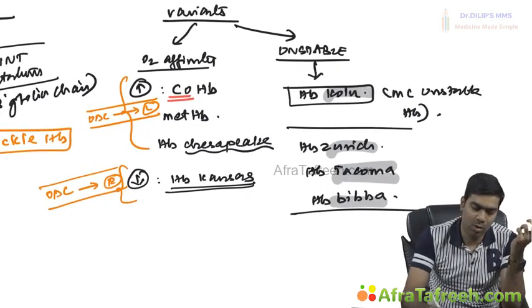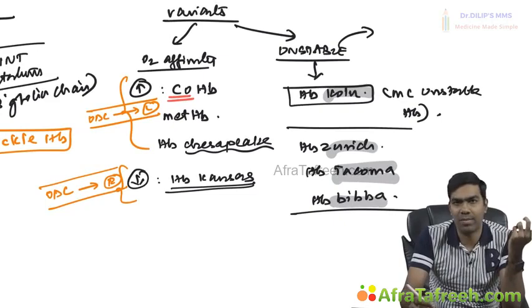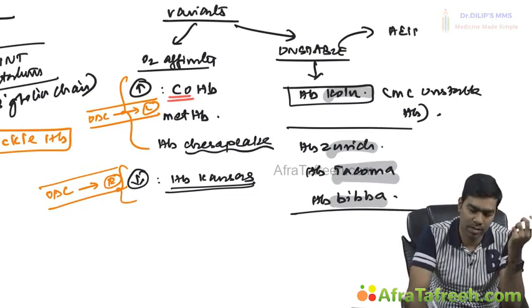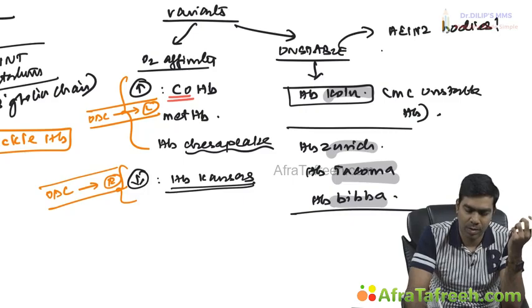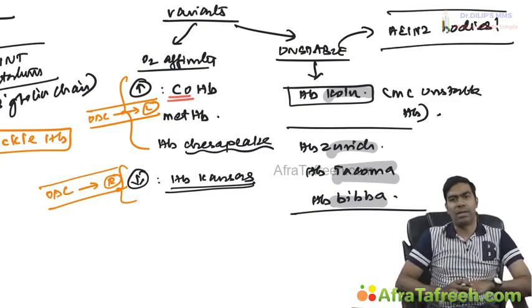And what unstable hemoglobins do generally is, whenever you have an unstable hemoglobin, they are going to precipitate as Heinz bodies, and the presence of unstable hemoglobins also can give rise to formation of bite cells or blister cells in the peripheral smear. So all these are absolutely possible and feasible. So these are some of the variants of hemoglobin, right?